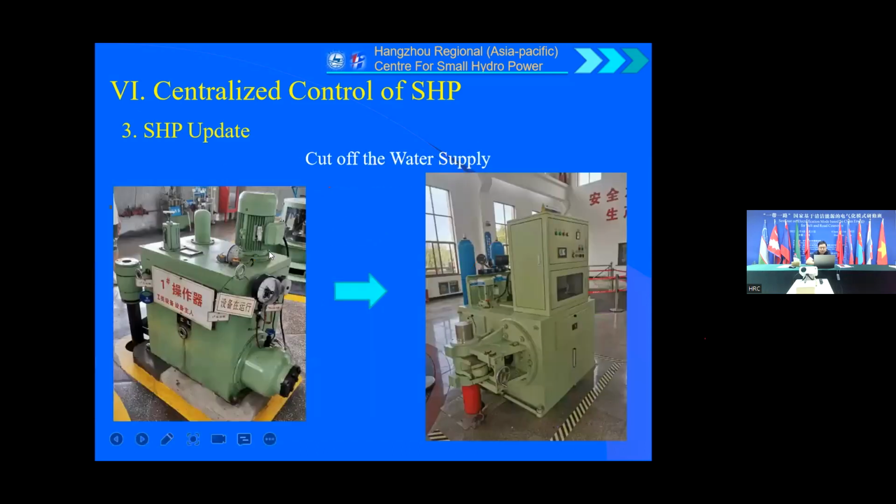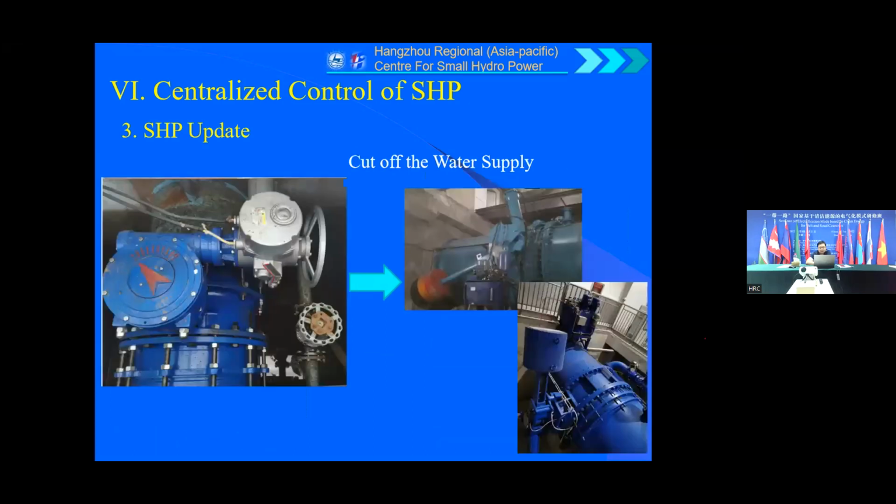Before the update, we should see the real situation of the site. For example, if the governor is in a bad condition and cannot be controlled remotely, we need to update the governor. Okay, here from the left side to the right side, we need to update the governor, and also we need to check the main valve. Make sure we can cut off the water supply.